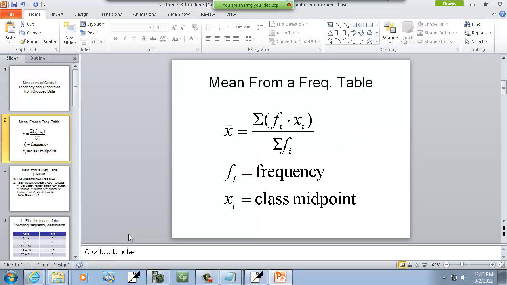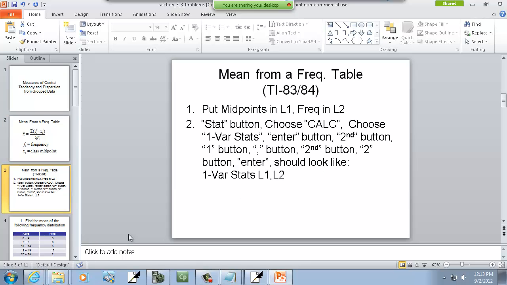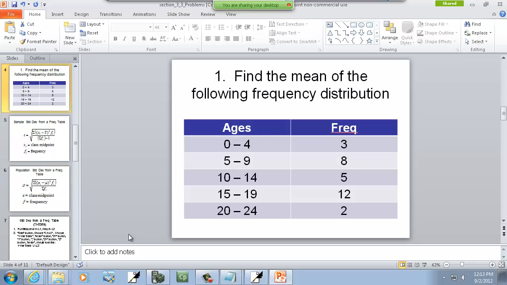Well, our first one here is mean from frequency table. We've got x bar is equal to, and then we've got our sigma notation, that's adding together, f times x, where f is frequency and x is class midpoint. And then down below we divide by the sum of the frequencies. Now here's how we do it with technology. We'll come back to that. Let's first do it by hand, then let's do it via technology.